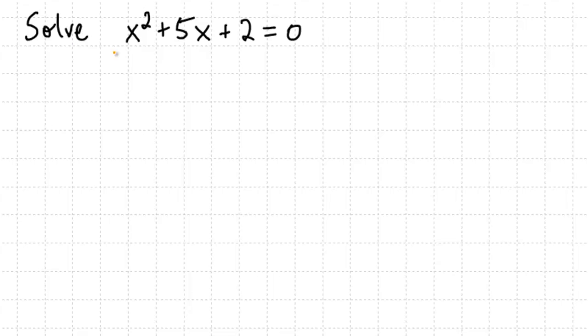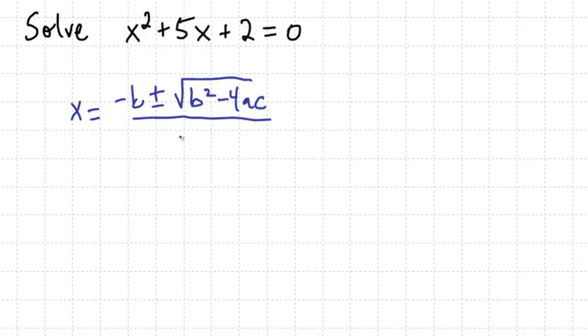Alright, we're going to try to solve x squared plus 5x plus 2 equals 0 using the quadratic formula. Okay, now first let's write down what the quadratic formula is. X, the values of x that will make this equation true are negative b plus or minus the square root of b squared minus 4ac all over 2a. Okay? So what are the values of a, b, and c?